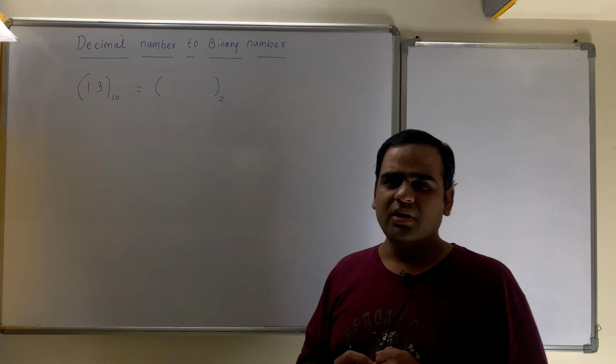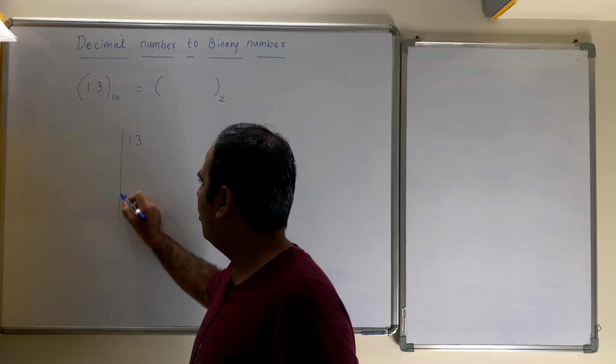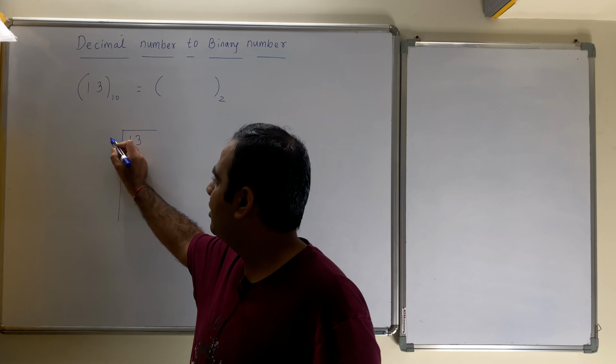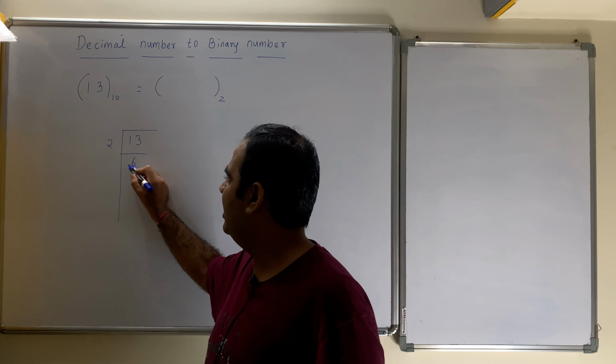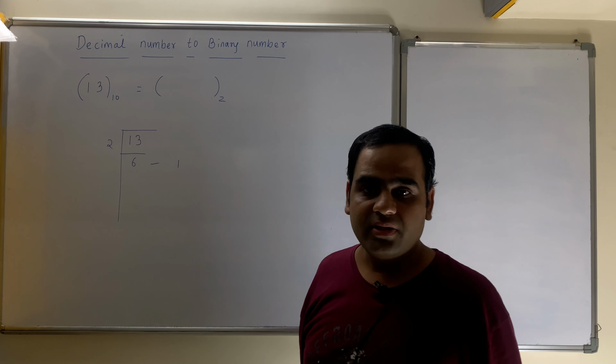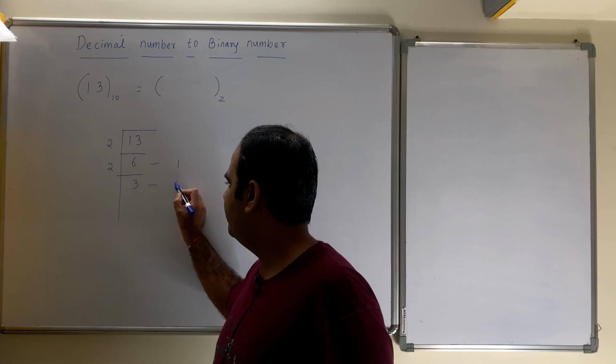That means we take this number 13 and we go on dividing it by 2. We go on dividing it by 2. Now we say 2 6s are 12. What is the remainder? 1 is the remainder. Now this 1 is the remainder. 2 3s are 6. 0 is the remainder.